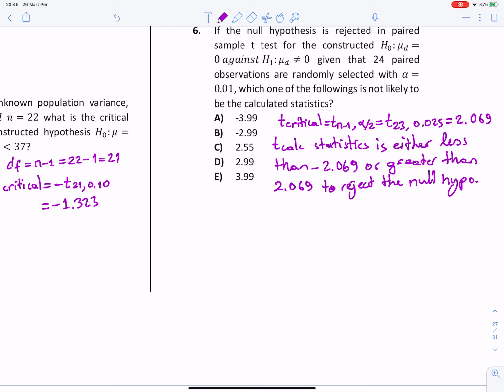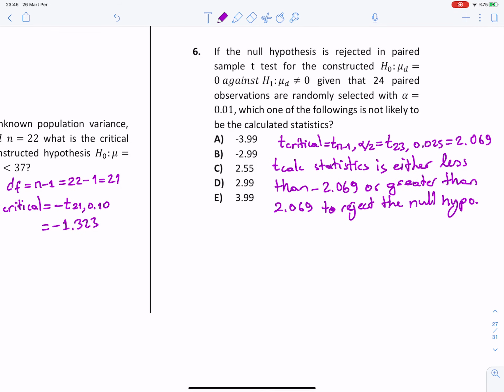Okay, in this case, which one of the following is not likely? Okay, minus 3.99 is likely to reject the null hypothesis. Yes. For this calculation, minus 3.99 will assure you that you will reject the null hypothesis.